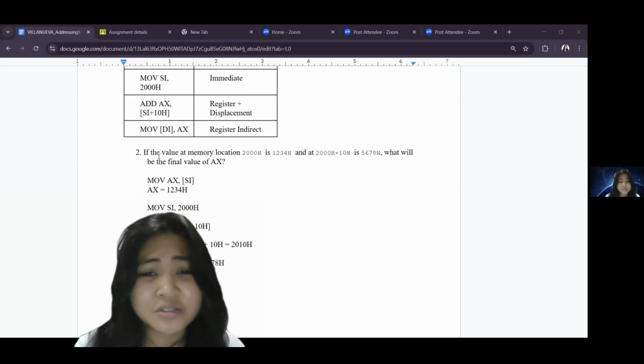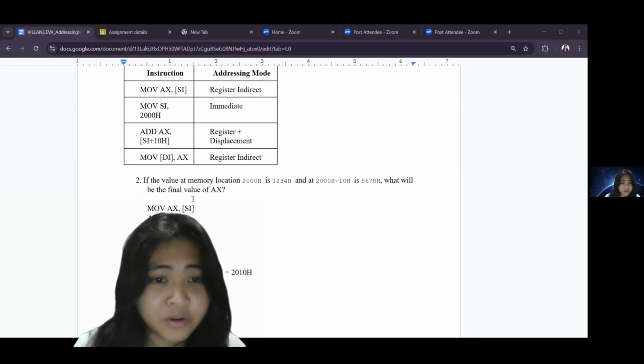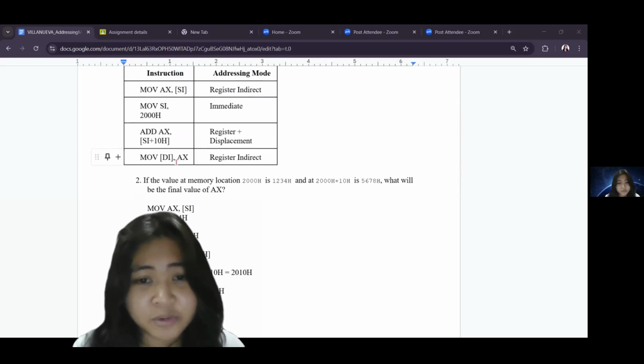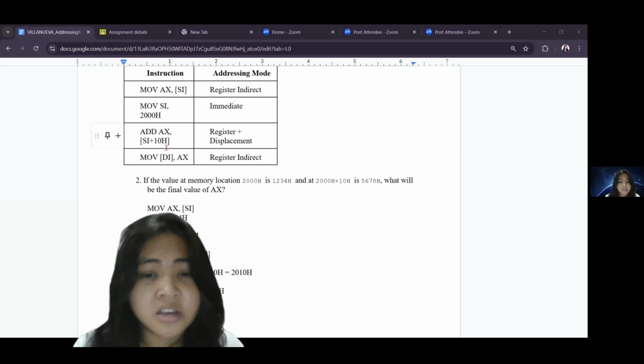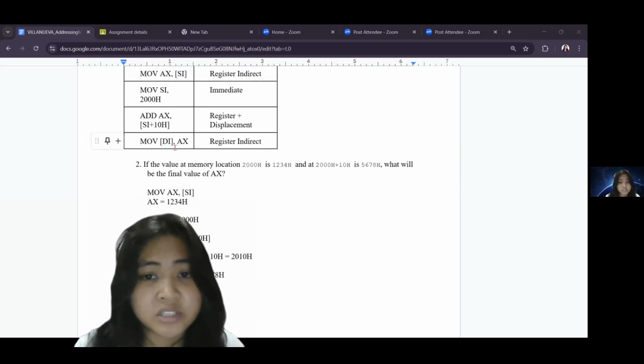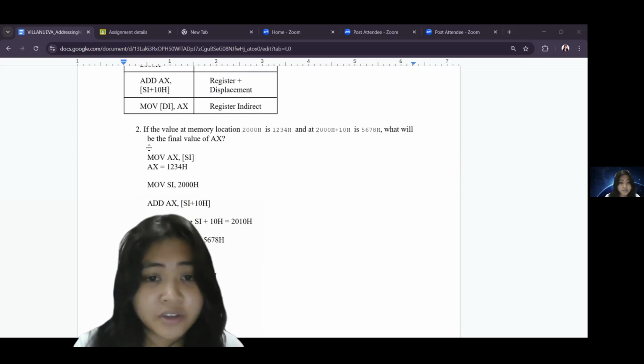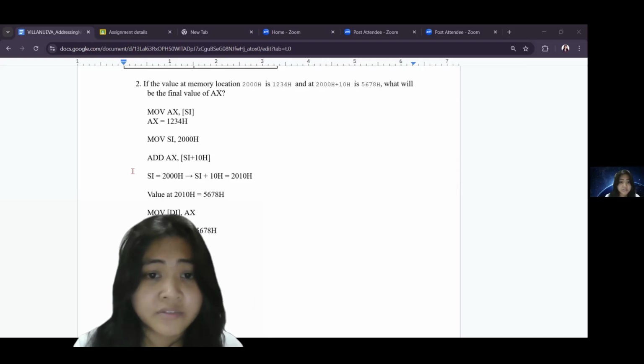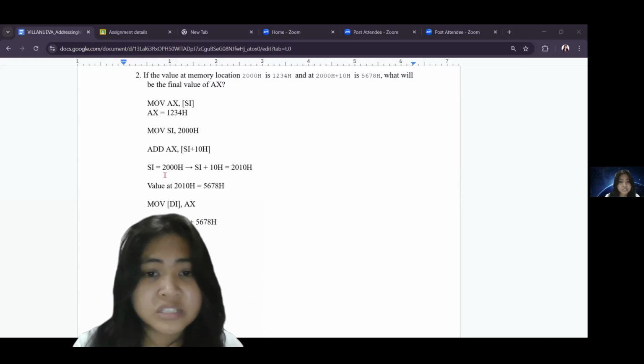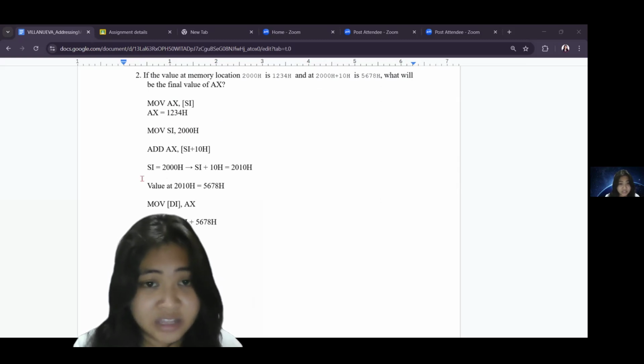So for part 2, if the value at memory location 2000H is 1234H, and at 2000H plus 10 is 5678H, what will be the final value of AX? So for part 2, it asks, what's the final value of AX? We are given at memory location 2000 the value is 1234H. At location 2010H, the value is 5678H. So let's trace through the code.